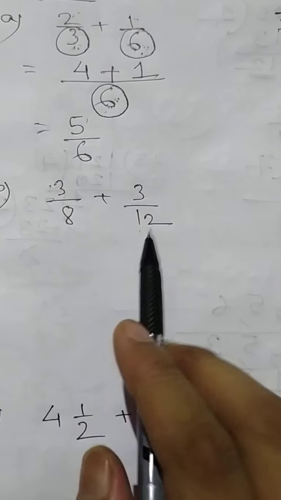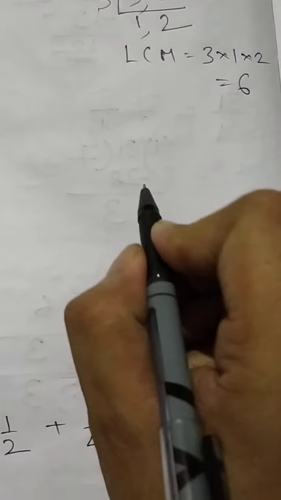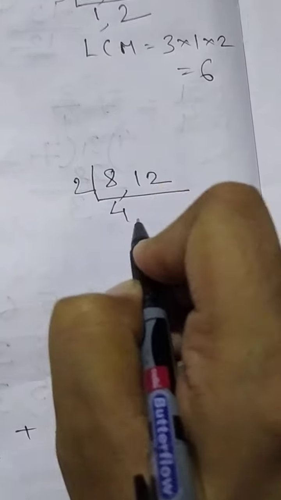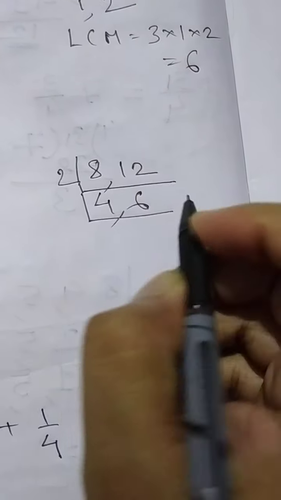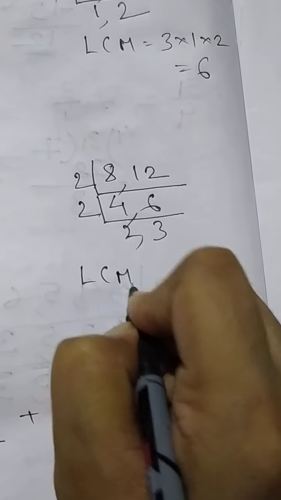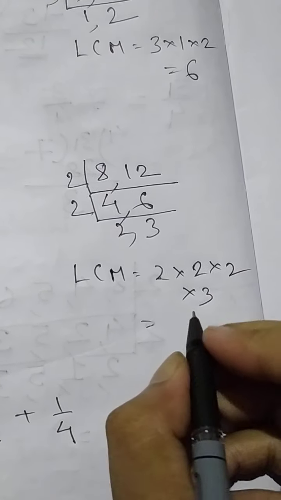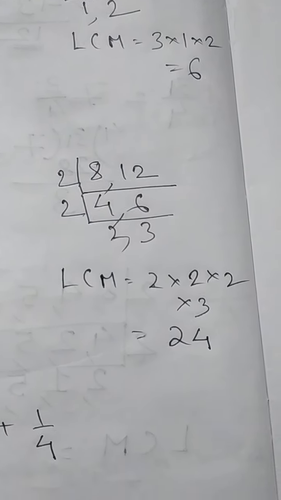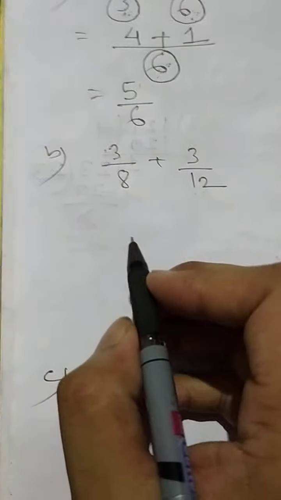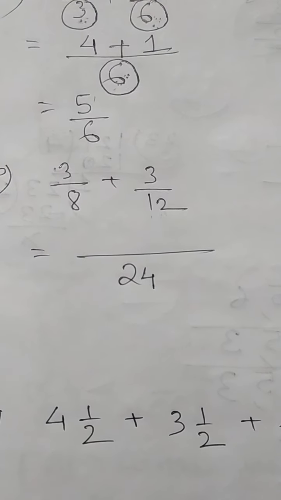Again the same technique. First you have to find the LCM of the denominators 8 and 12. Let's find out first. 8 and 12 with 2: 4 2s are 8 and 6 2s are 12. Again 2 2s are 4, 3 2s are 6. So your LCM is 2 into 2 into 2 into 3, which is coming 24. Your LCM is coming 24. So let's write down here. Write down 24 first.